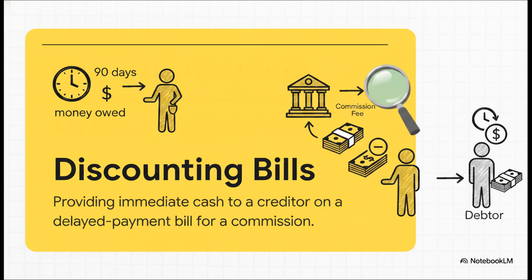The bank hands you the cash immediately, minus a small commission fee for their trouble, and then they collect the full amount from your debtor when those 90 days are up. It's an absolutely crucial way banks keep commerce from just stalling out due to delayed payments.